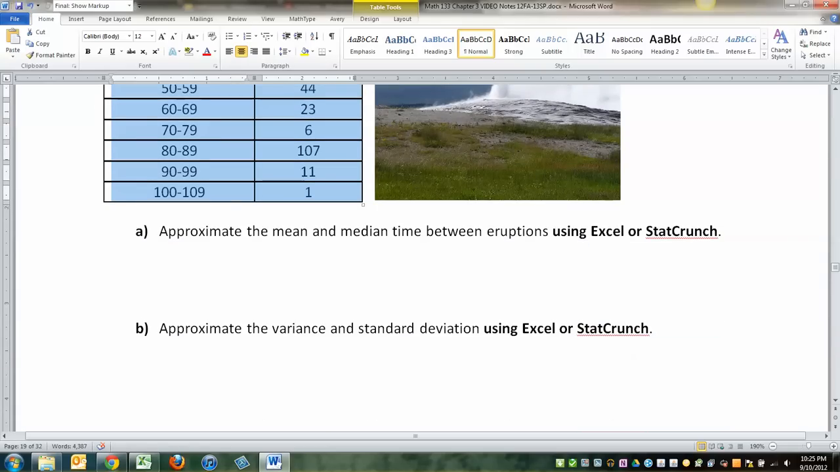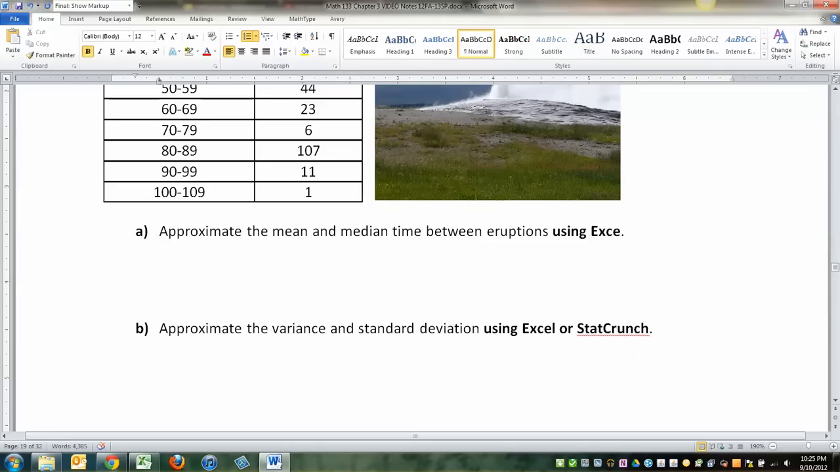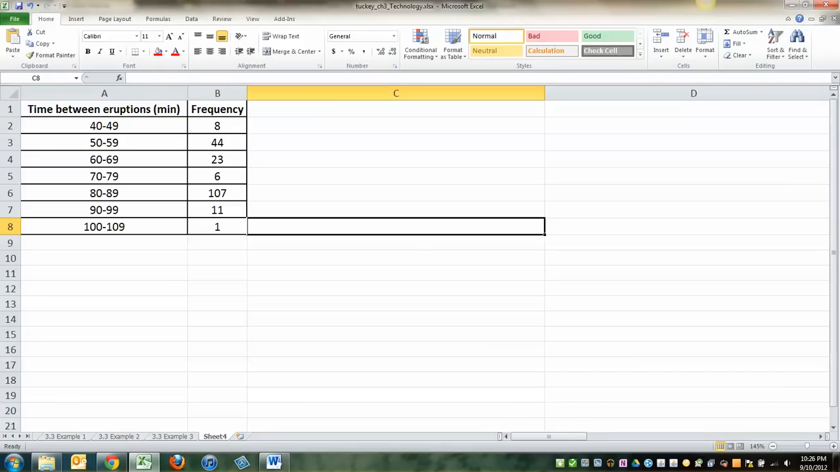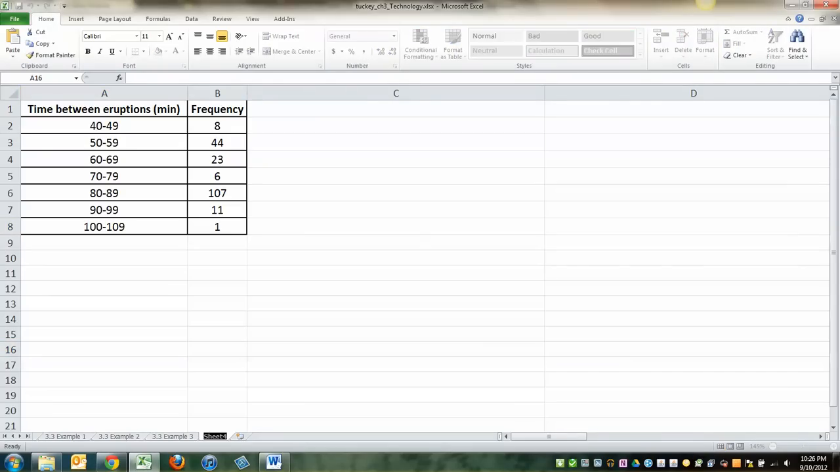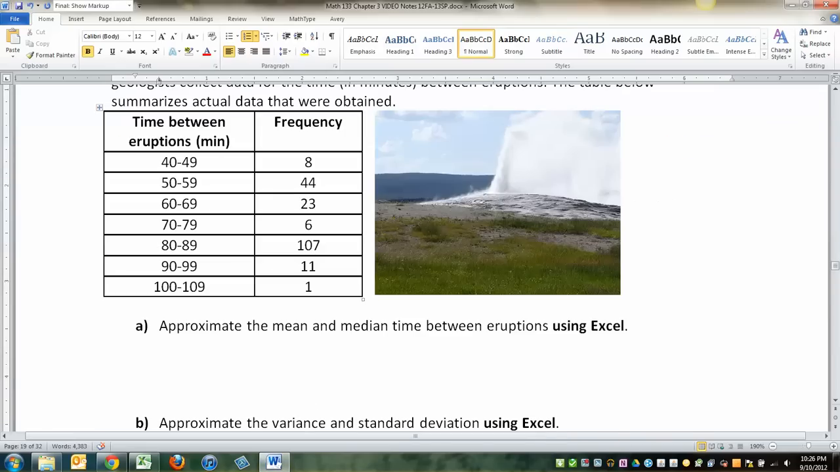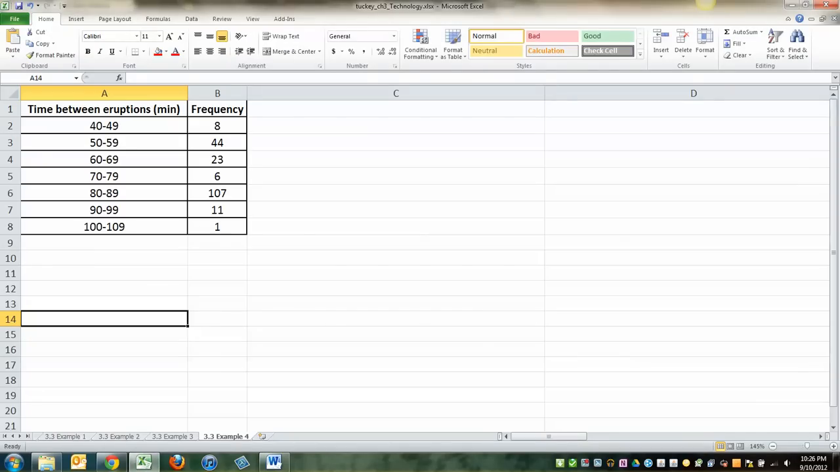So from personal experience. Now, I don't know what I was really thinking here because you can't really do these with StatCrunch. So I'm just going to get rid of that. Right? I mean, you can do them with StatCrunch, but they're no easier than doing it with Excel. Now I'm going to go here and I've already typed this in. So this is 3.3 example 4, hopefully. Let me go back. Yep, 3.3 example 4. And I'm going to save it because I've been doing a lot of work here.